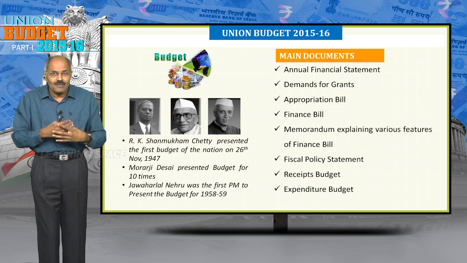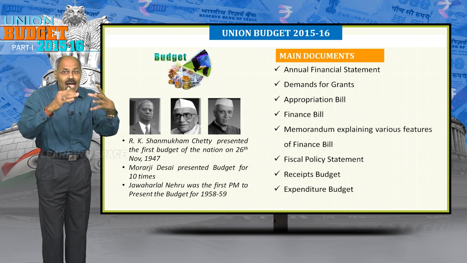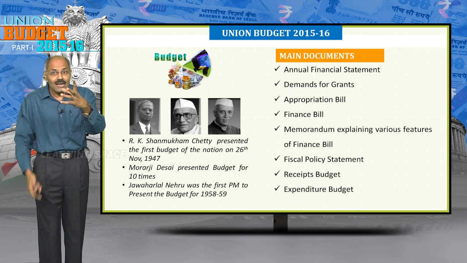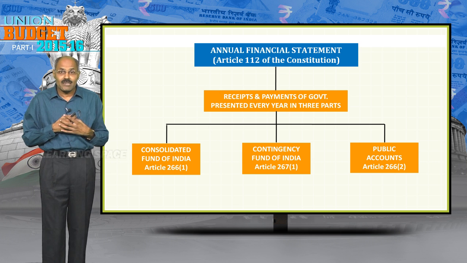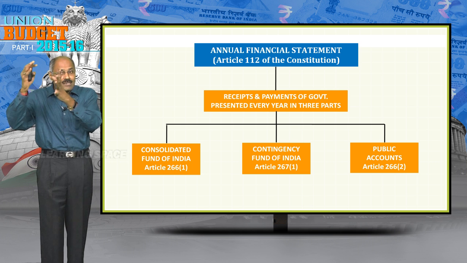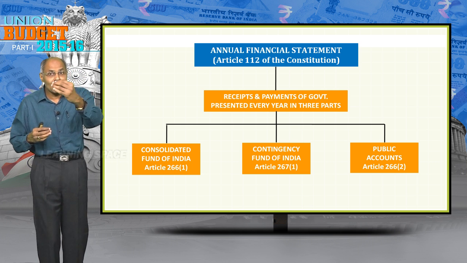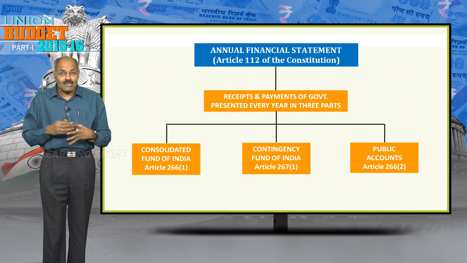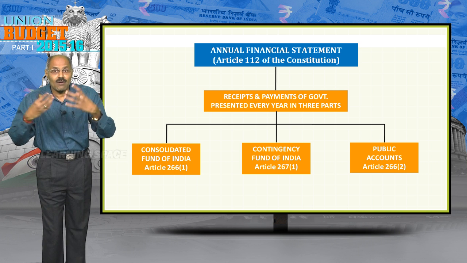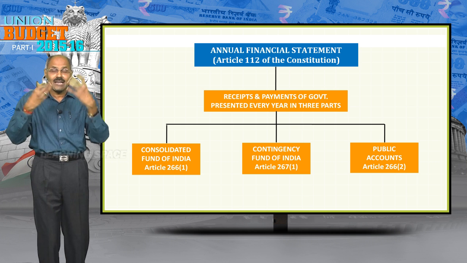What are the main documents of budget? First and foremost main document of budget is the annual financial statement. I would like to tell a bit about the annual financial statement. Annual financial statement, that is nothing but normally known as budget, is as per Article 112 of the Constitution. It is nothing but the income and expenditure of the government accounts.